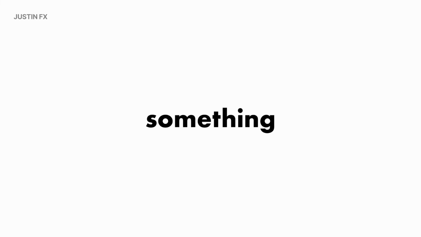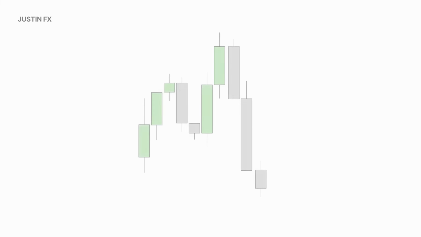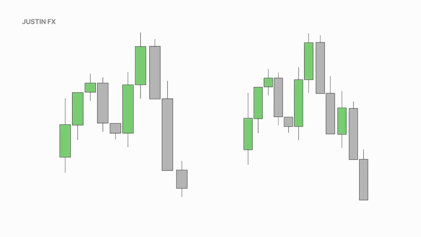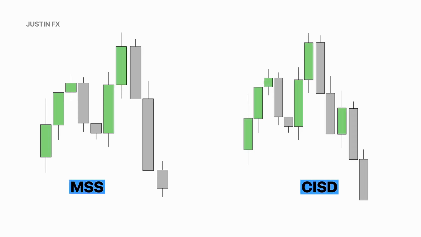All right, let's clear up something a lot of traders get mixed up: the difference between a market structure shift and a change in state of delivery. They might look similar on the chart, but they serve totally different roles in your analysis. Now, let me walk you through a clean example, kind of like a textbook setup.